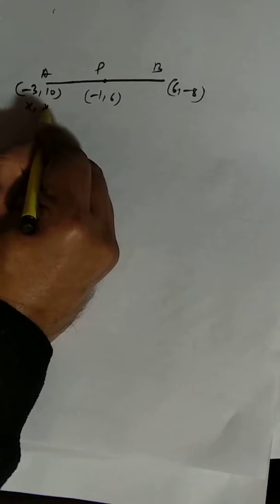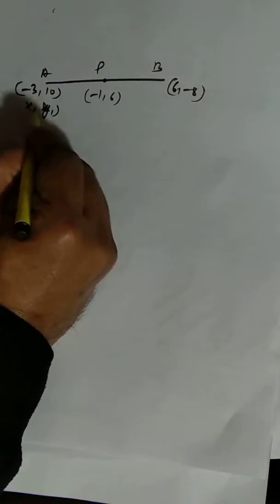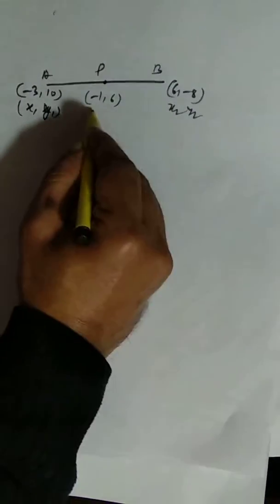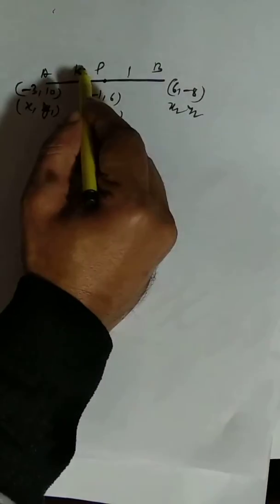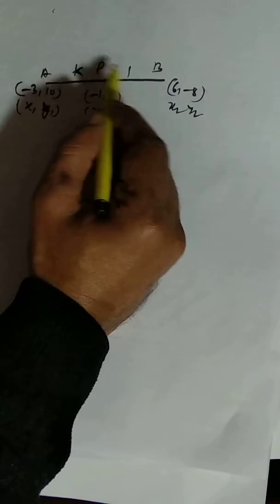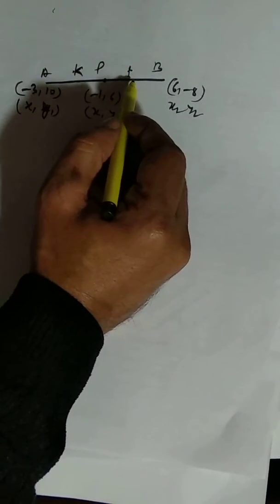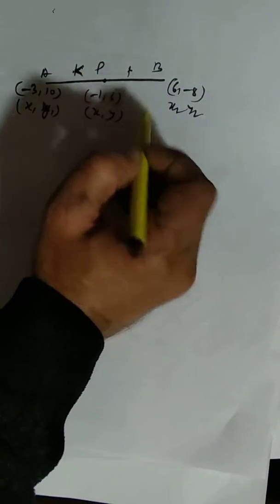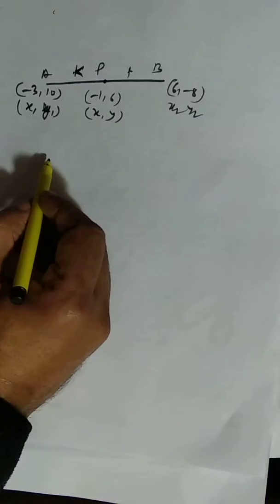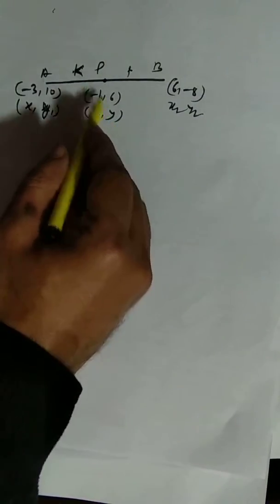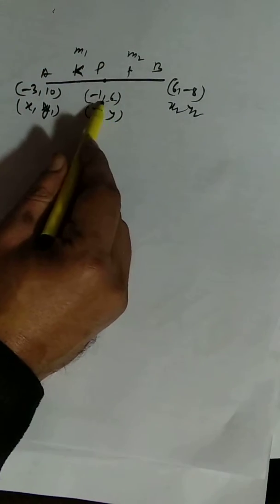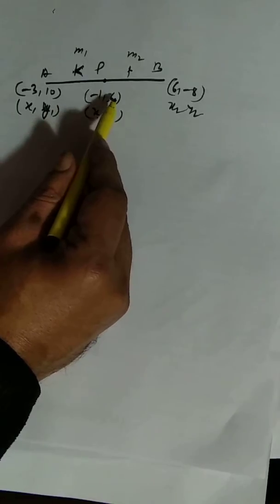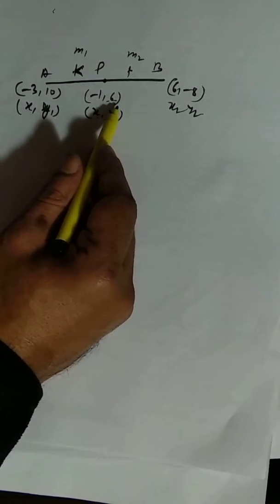Using the section formula, I can just represent x1 y1, x2 y2, and this is xy. The ratio is unknown to me. Ratio I may take as k is to 1 because we don't know what the ratio is. We can't take two unknowns because there will be two equations, we can't solve that. So we'll take k is to 1, and the ratio is particularly constant. So this is xy. You can take it as m1 and m2. Now you can use any of them because x coordinate as well as y coordinate is given.